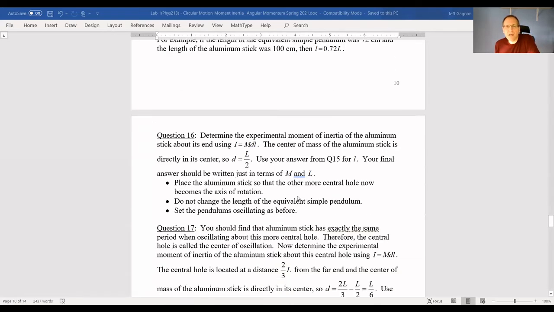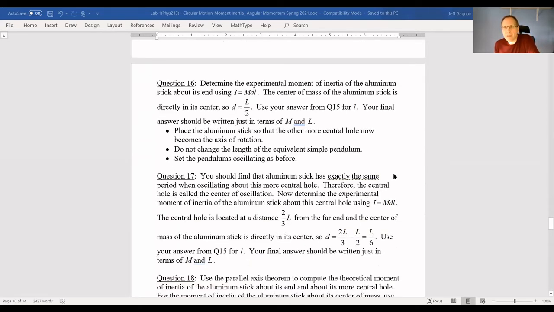Question 16. Now we're going to determine the experimental moment of inertia of the aluminum stick about its endpoint. We're going to use the formula that we derived by setting the periods equal, of the physical pendulum, which is the aluminum stick, and the simple pendulum. Remember, the formula we derived was I experimental is the mass of the aluminum stick times d, which is the distance from the rotation point to the center of mass, times little l, which is the length of the equivalent simple pendulum.